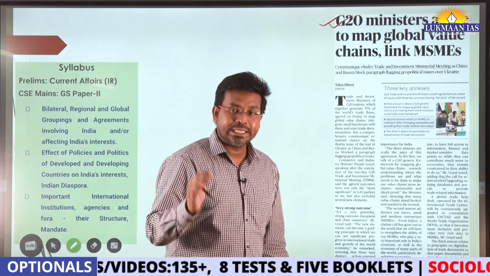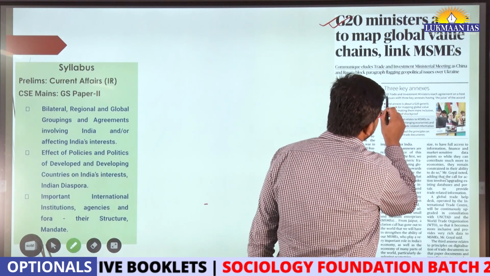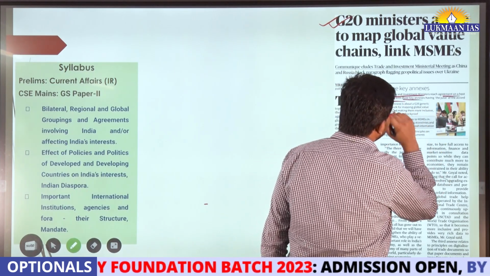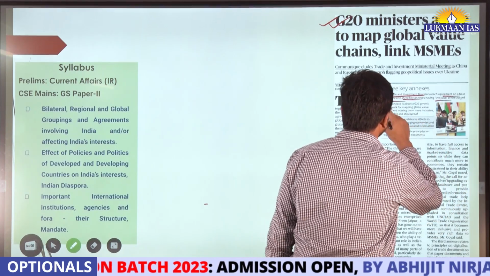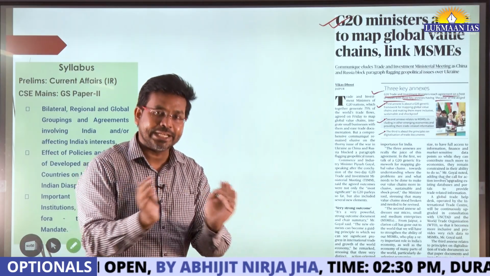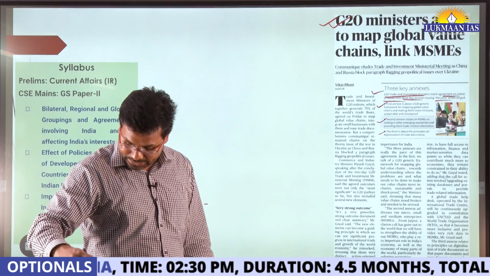They say the key takeaways from the meeting are that G20 trade and investment ministers reached agreement on a host of issues, with 3 key annexes having the juice of the accord. So they have mentioned those 3 key annexes. Annexes means additions to the agreements that have been reached between these countries.